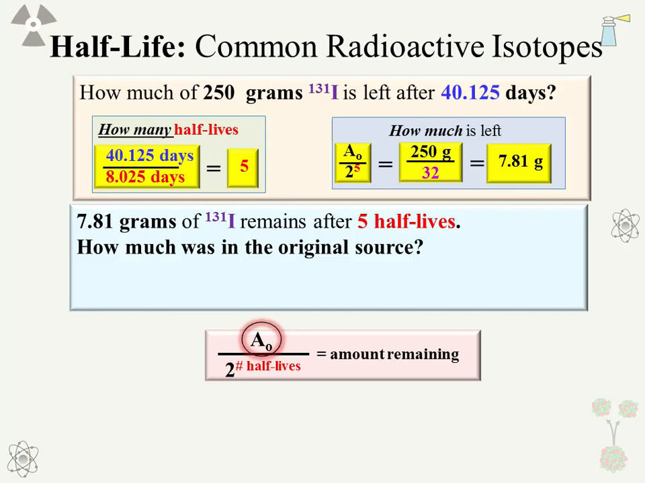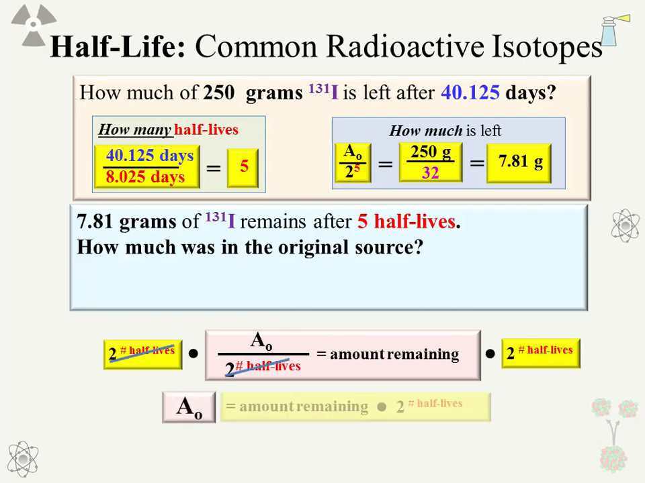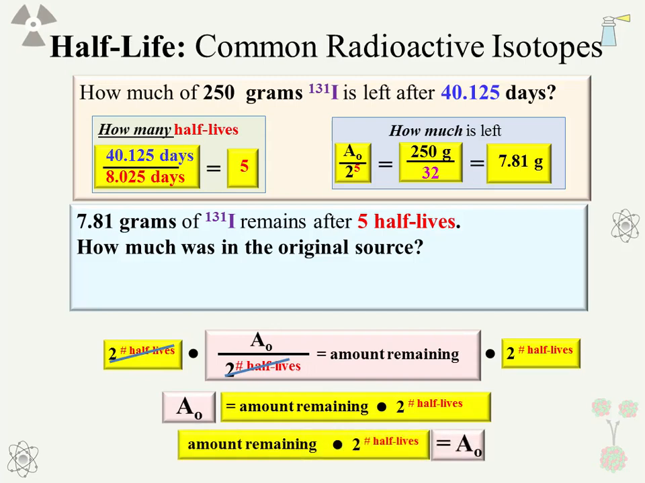The algebra is to multiply both sides by the denominator, 2 raised to the number of half-lives, canceling out the power of 2 on the left-hand side, leaves an equation solved for a sub 0. It's not a necessary step, but if we switch sides around the equal sign, we have an equation ready to answer our question.